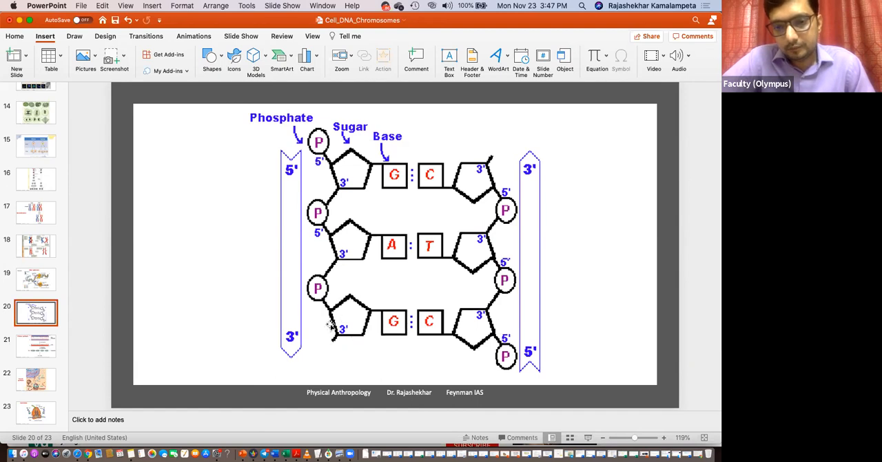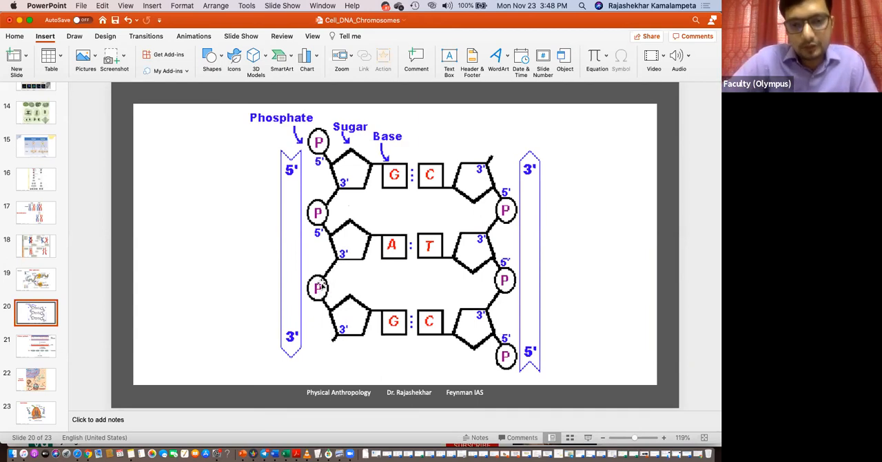So 3' is at the bottom. 5' is here. Again, another 3' is added to the 5', then 5'. So basically what happens, if you have a molecule like this with the 3' end at the bottom, the 5' side is added to the next molecule's 3' side, because they're phased like this. 3' side is phased like this. So every time, at the bottom we have the 3' side and the 5' is on the top.